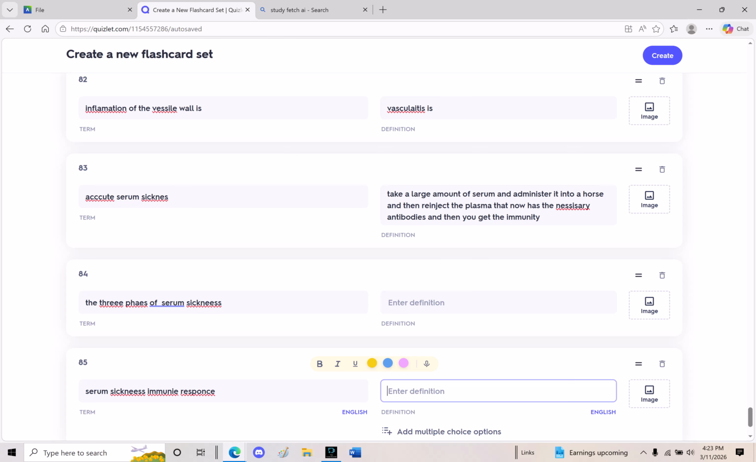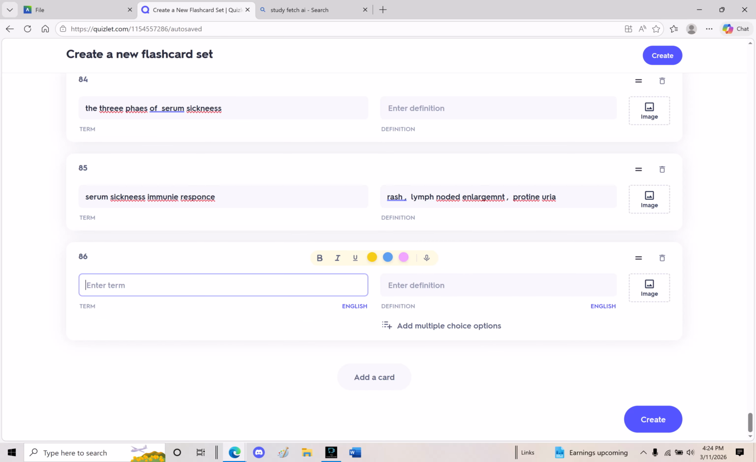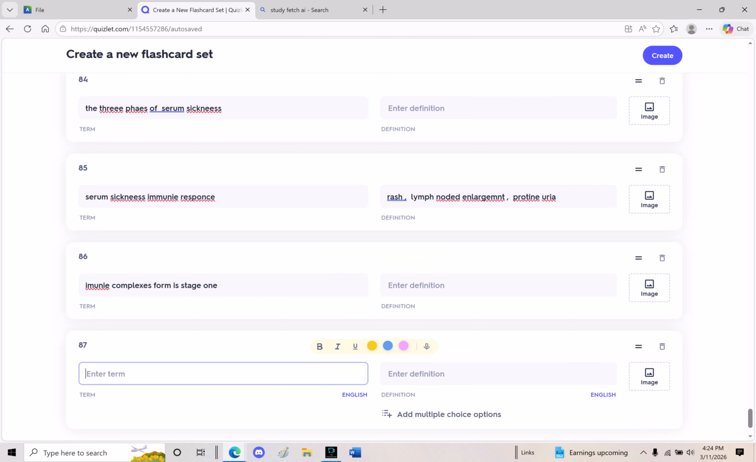Okay, so say all three of those again real quickly, please. Rash occurs, lymph node enlargement, proteinuria, and then arthritis. And that's the third phase. The first phase is the immune complex being formed, and then the second phase is the complex deposits in tissues. And the third is the actual reaction.